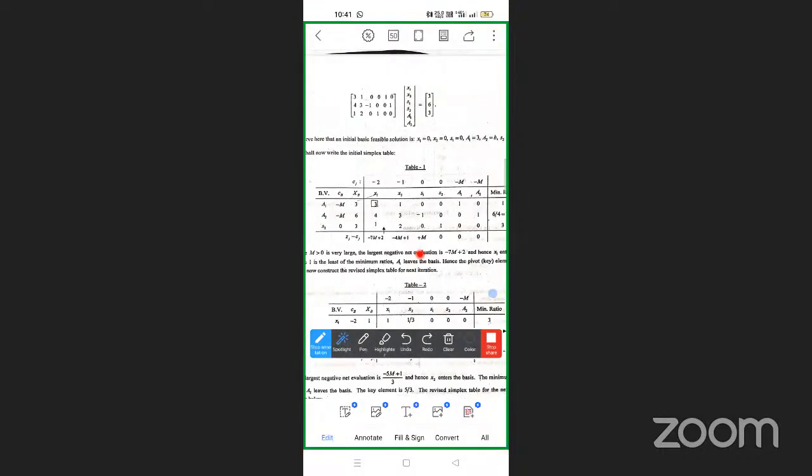Is that clear? First we have to eliminate the artificial variables A1, A2 in the simplex table and continue the process until all delta j's are greater than or equal to 0. Then the table is optimal. Therefore, from the x1 and x2 values, we get the required solution.